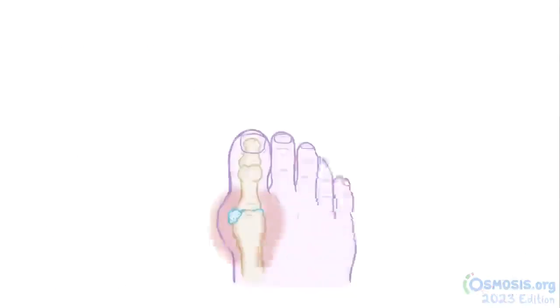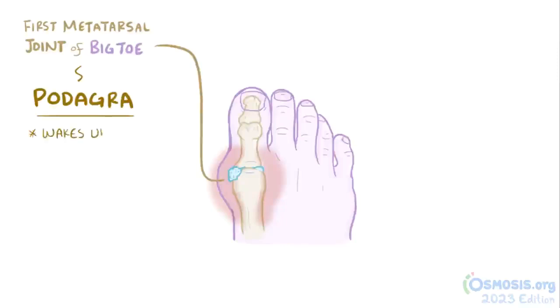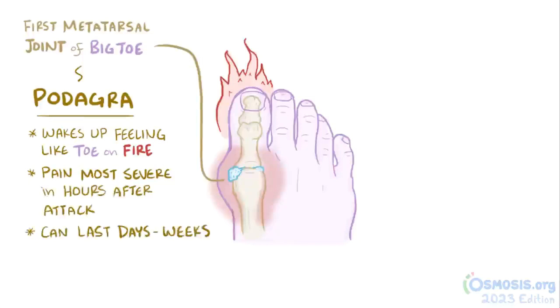Now, gout most often affects the first metatarsal joint of the foot, or the base of the big toe, and when it does, this condition is called podagra. Classically, in podagra, a person will wake up from sleep feeling like their big toe is on fire. Even the weight of the sheets can be painful. The pain is most severe in the hours immediately following the attack, and then generally lessens with time. But that discomfort and swelling can last for days or even weeks.